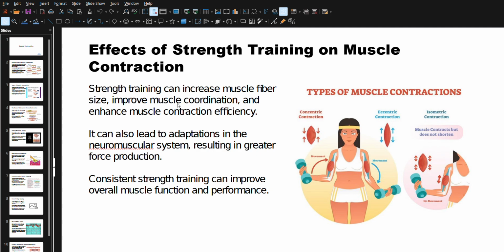People who are adapted to a sedentary life don't have efficient muscle contraction, because all of a sudden if they want to sit down and get up, they'll feel a little discomfort. So proper, small, simple exercises can improve muscle coordination, and can also lead to adaptations in the neuromuscular system, resulting in greater force production. So consistent strength training can improve overall muscle function and performance.